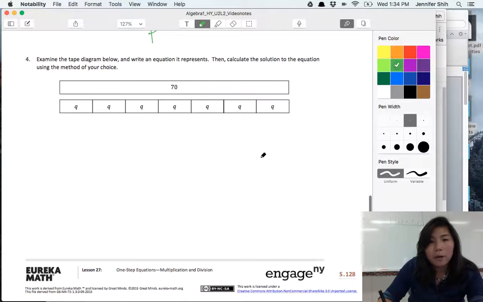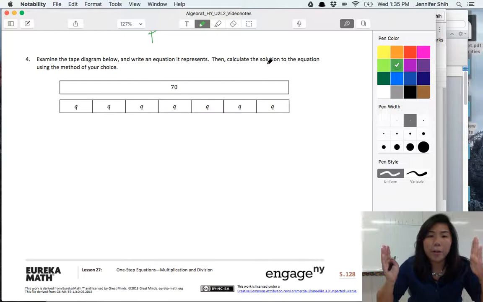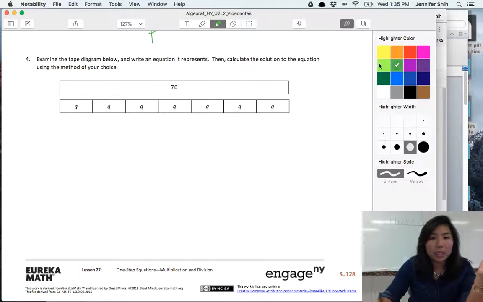In your notebooks, you're going to write down example number 4, and then we're going to read this together. So pause, write it down, and then unpause. Welcome back. Examine the tape diagram below. Write an equation it represents. That means I have to write an equation, something equals something. Then calculate the solution.